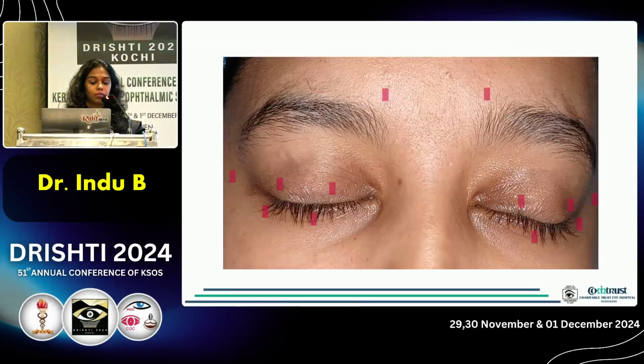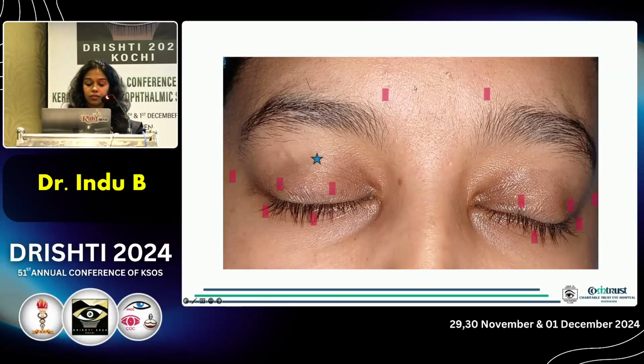So these are the common sites of injection used for blepharospasm. You can see we are targeting the pretarsal orbicularis, and also one point which is 1 centimeter lateral to the lateral canthus, and often the corrugator supercilii. Sometimes even the procerus may also be involved. We need to give injections at those points.